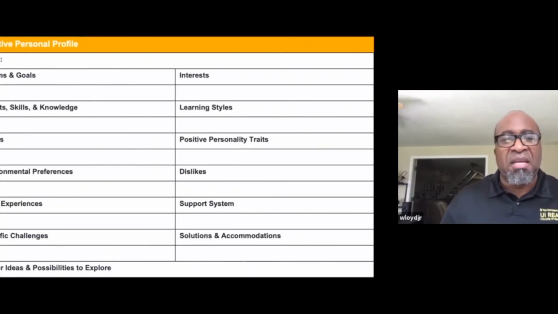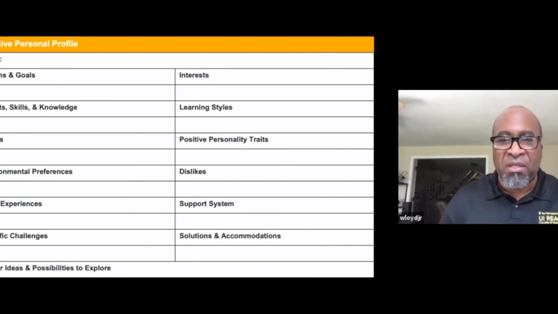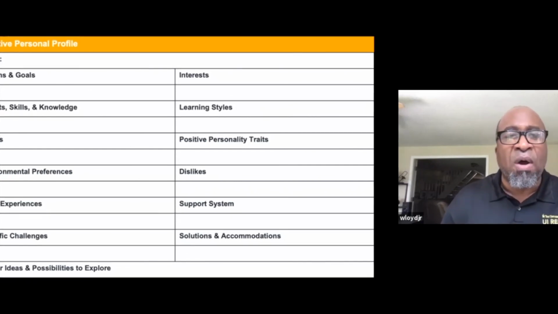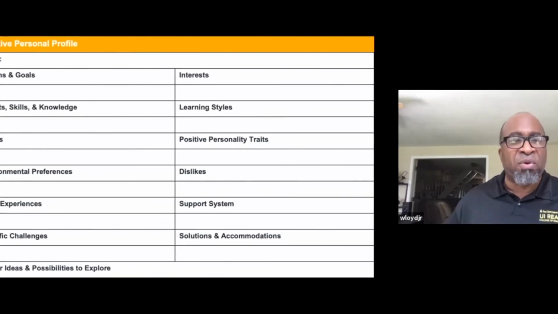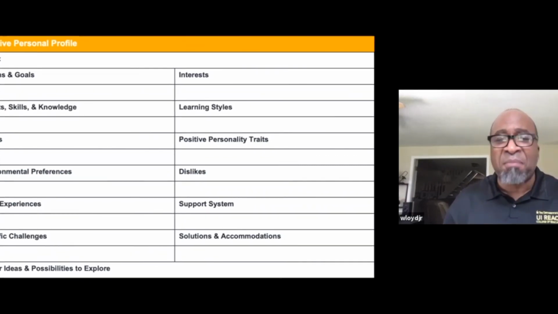Here's the document in its essence. It's a really simple document, but it asks things like, what are your dreams and goals? What do you want to accomplish while you're at UI Reach and before you leave UI Reach? Some of you answered that in your application questions. We want to see if those answers have changed at all. What are your talents, skills, and knowledge? Where do you shine? What makes you different from everybody else, right?